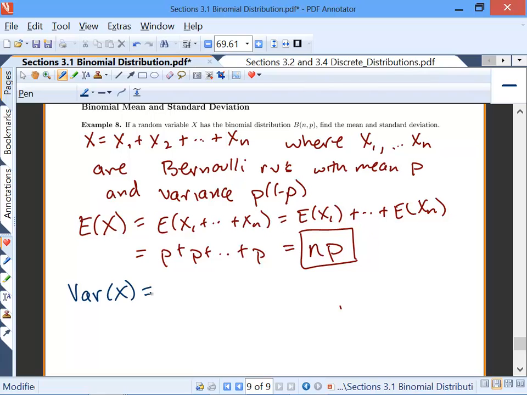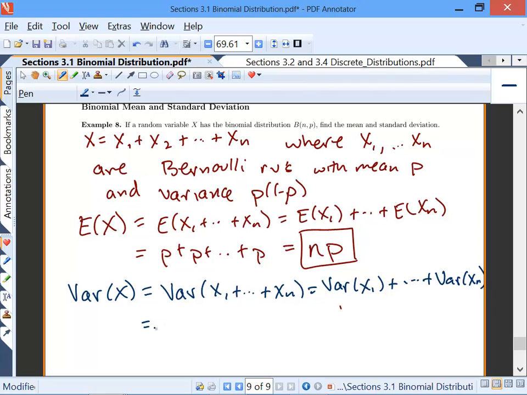So we're going to use the same method for the variance of x. So we have the variance of x1 through xn. And we know that we can just add up each of the variances if what? They are independent random variables, but if we have a binomial distribution, one of the requirements is that they are independent random variables. So we can write this as the variance of x1 plus the variance of x2 plus all the way up to the variance of xn.